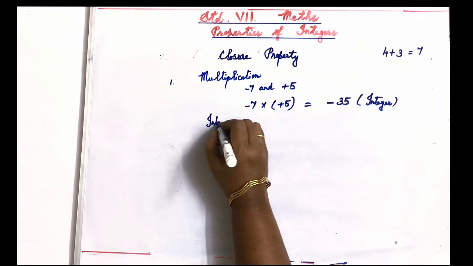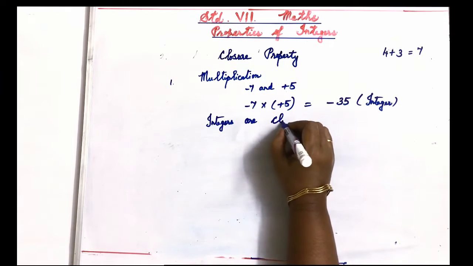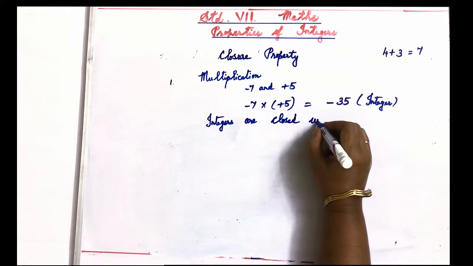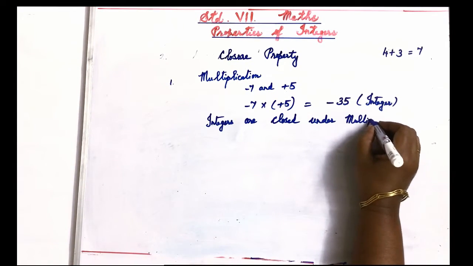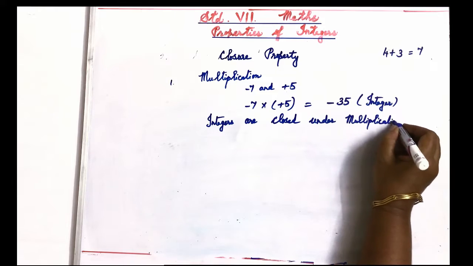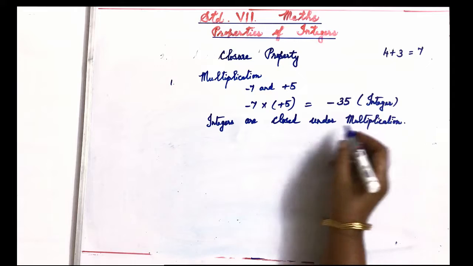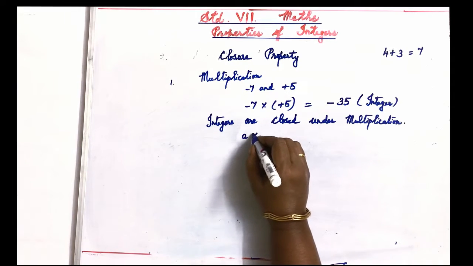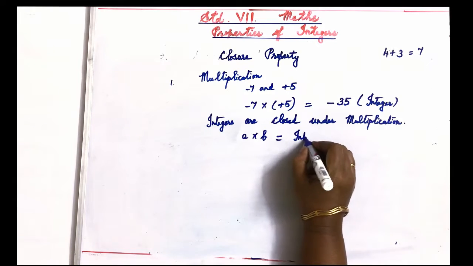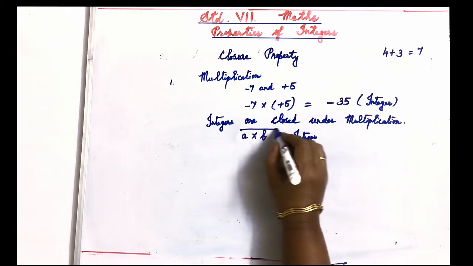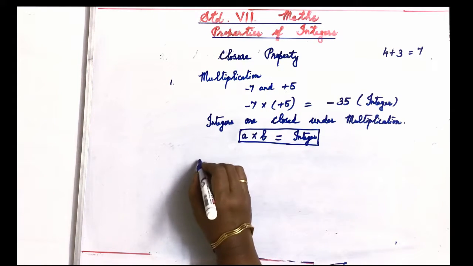So integers are closed under multiplication. Or we can say closure property is true for multiplication. So if you take any integer, this property is true. So we can write it as a into b is an integer. And this property is the closure property of multiplication. Next we shall see division.